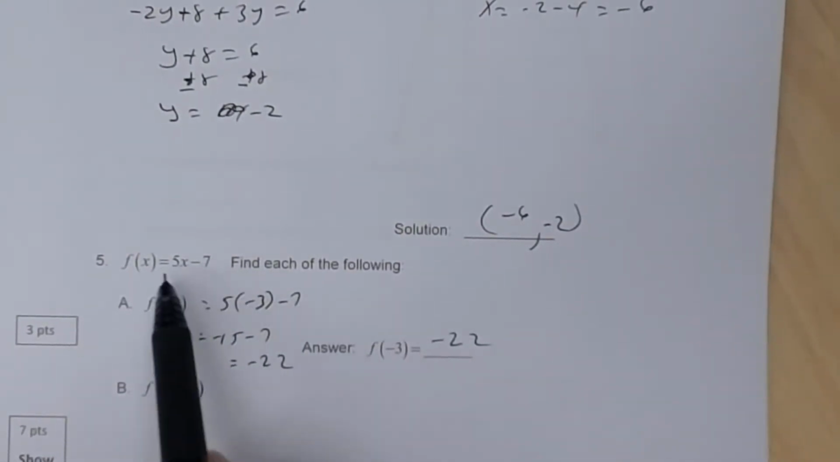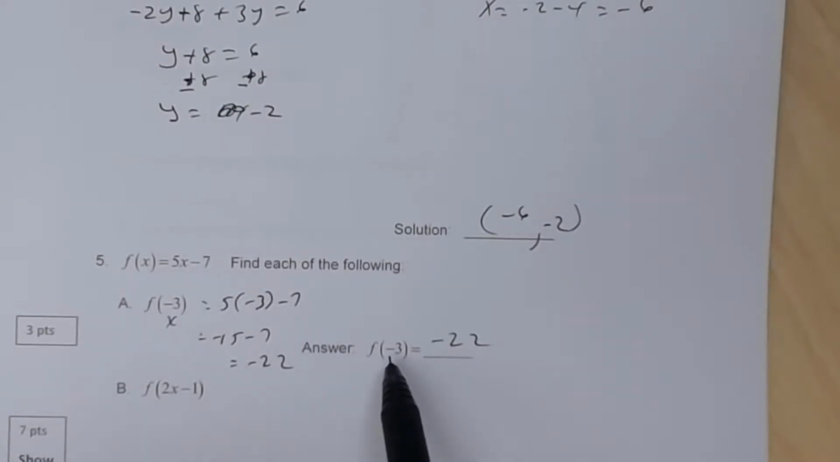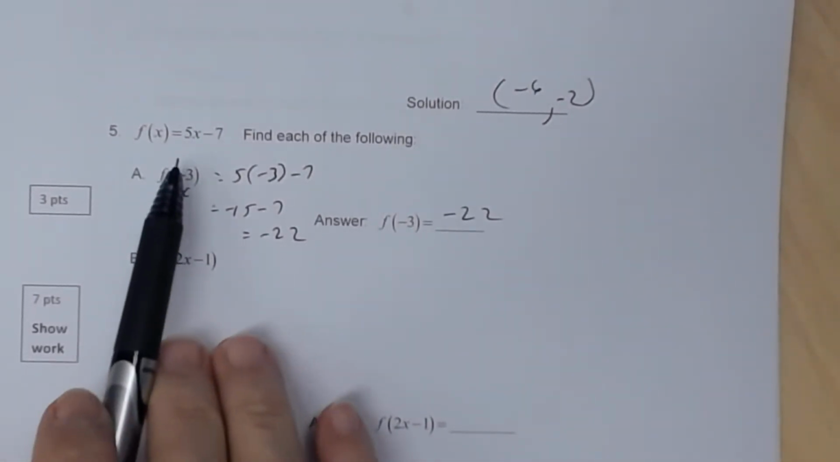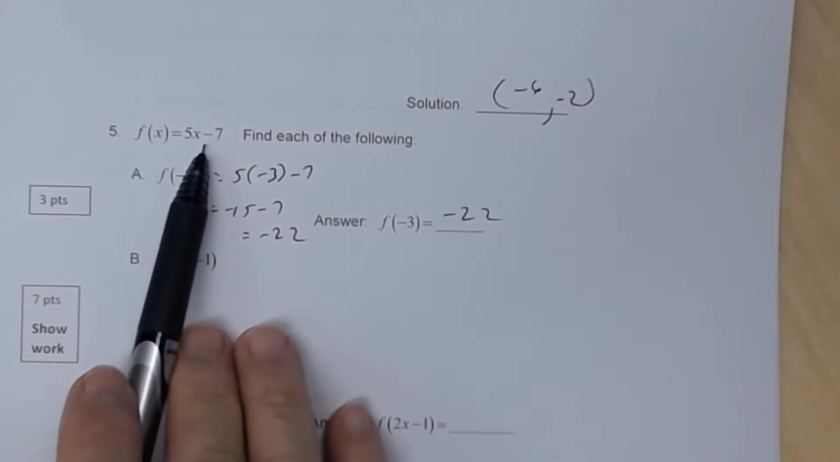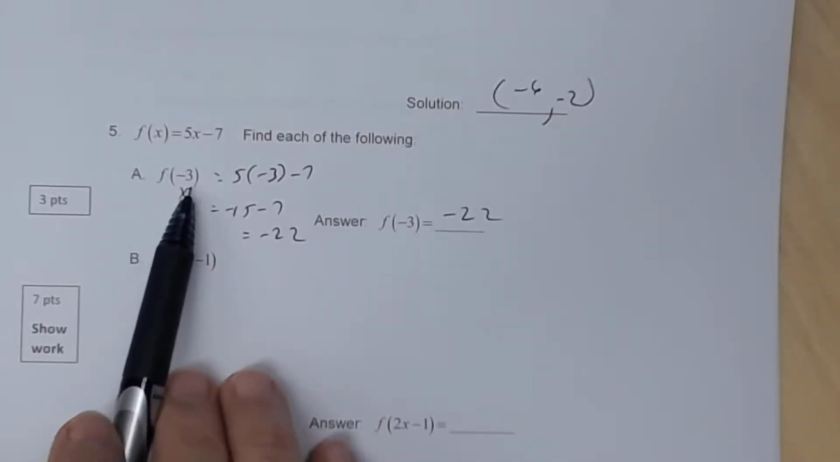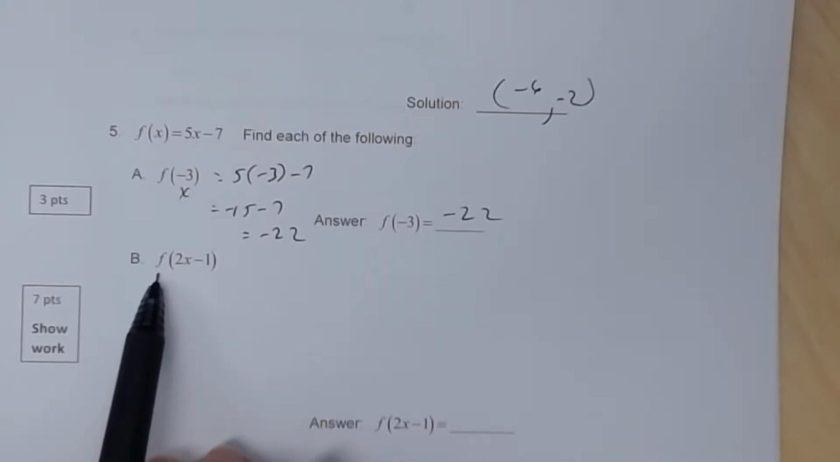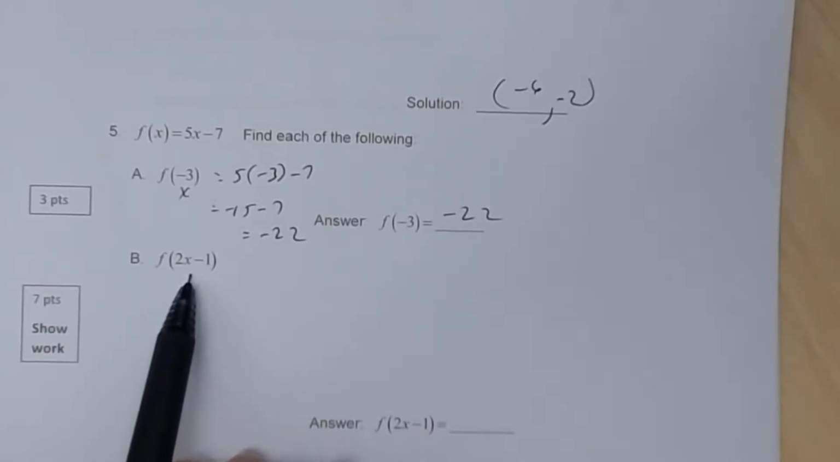So if you were to graph this function, that means that when x is -3, your y value would be -22. Okay, over here, now notice that when I evaluate the functions we're dealing with at a number, I'm going to get a number. Here I'm evaluating the function f at 2x minus 1, at the expression 2x minus 1.